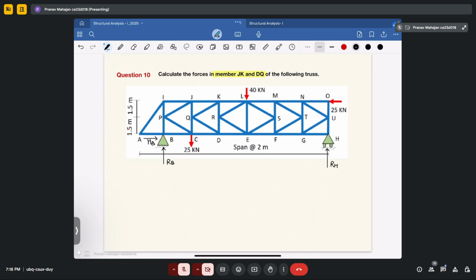Now take summation of horizontal force equal to 0. That gives HB minus 25 equal to 0, so HB equals 25 kilonewton. Now, taking summation of vertical force equal to 0, you get RB plus RH equal to 40 plus 25, equal to 65.